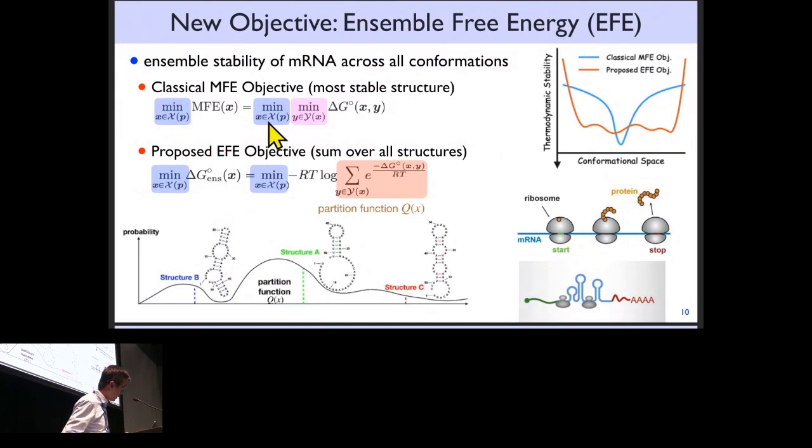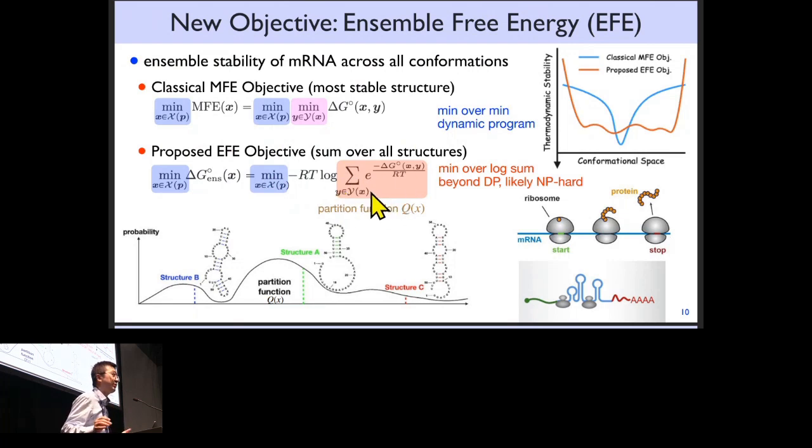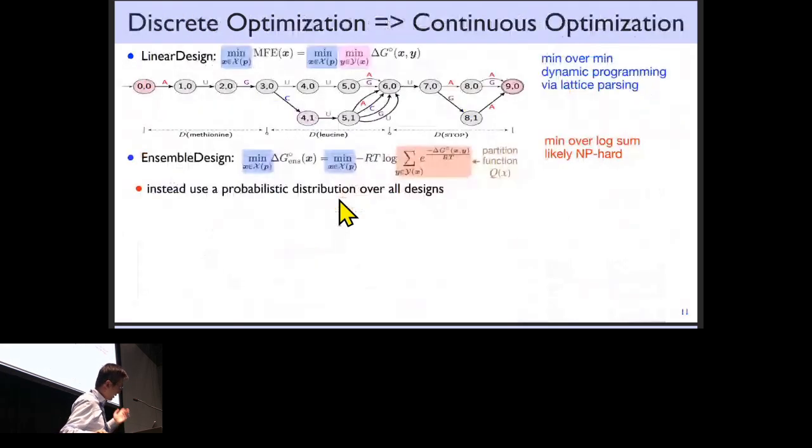MFE is very easy because it's a minimization over minimization. That's why dynamic programming is easy. But EFE is a minimization over a logarithm over a summation. This summation is the partition function, which sums over all the alternative structures in the Boltzmann summation, like a softmax, which is very hard to do. So this new objective is likely NP hard. And how can we do? So we said, we cannot solve that question.